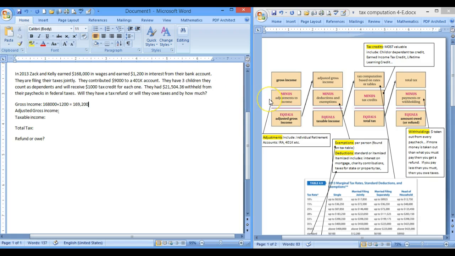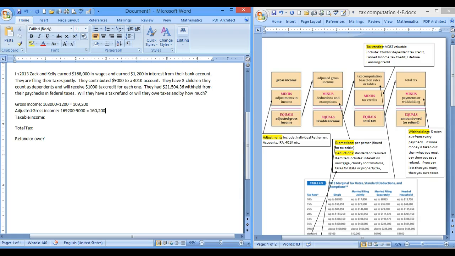Now we need to find the adjusted gross income. So we need to see, did we make any contributions? They contributed $9,000 to a 401k account. So here we take our gross income, $169,200, and subtract the $9,000 contribution to the 401k, which gives us $160,200. Okay, so now we have their adjusted gross income.